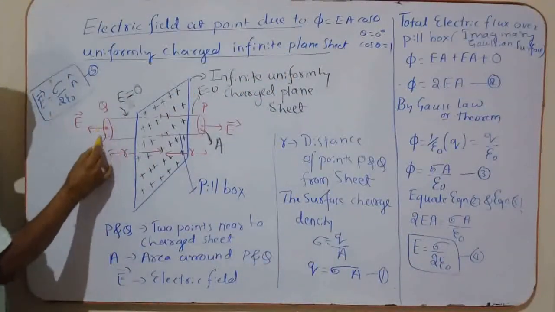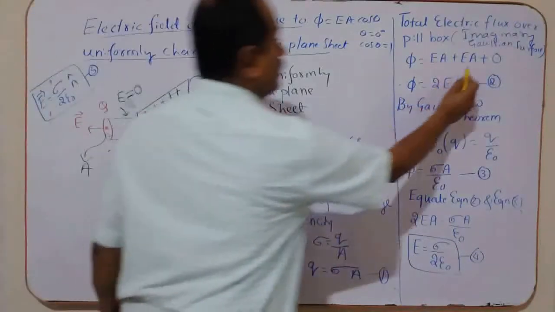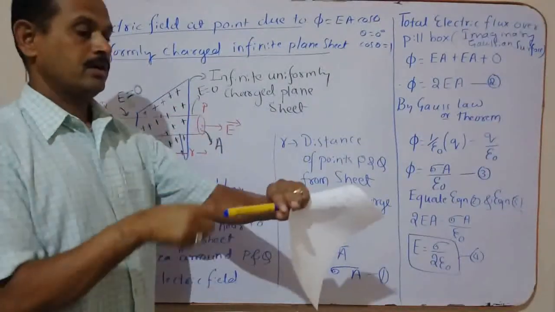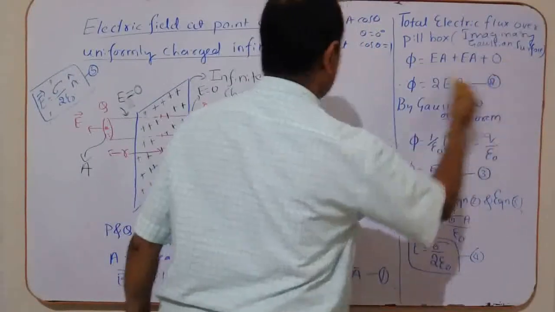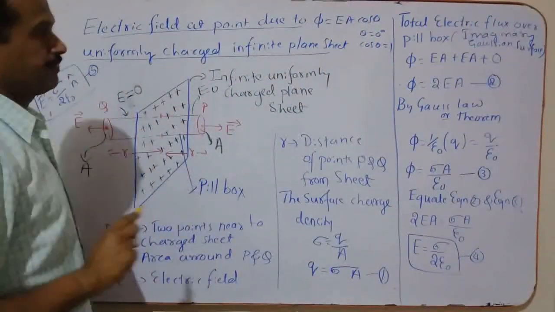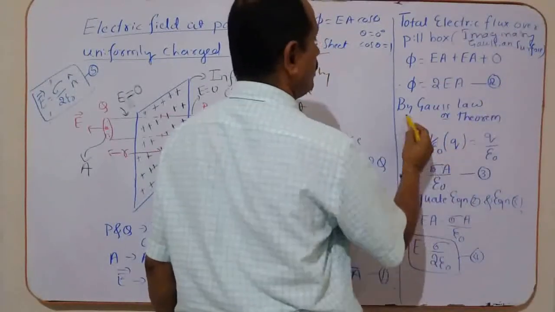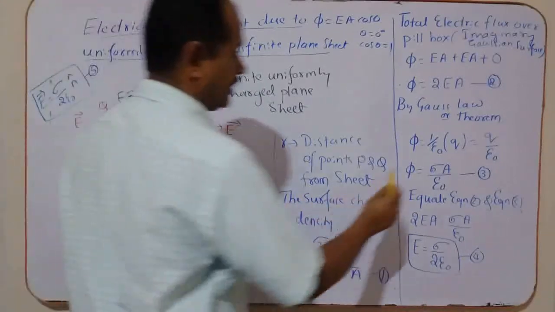Electric flux over the area at the other end of the pill box is also E into A. But around the pill box, the electric field is equal to 0. This is the total electric flux over the pill box. Now, phi is equal to 2EA, equation number 2. This is the imaginary Gaussian surface.